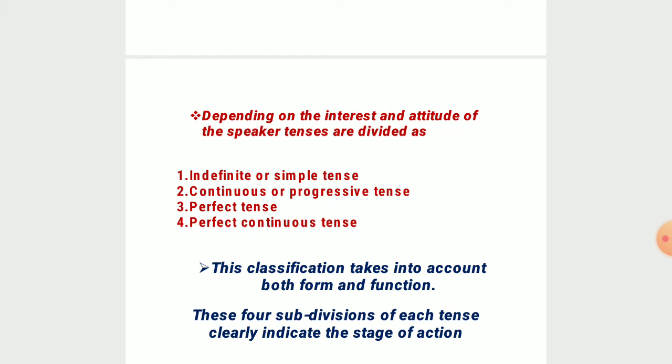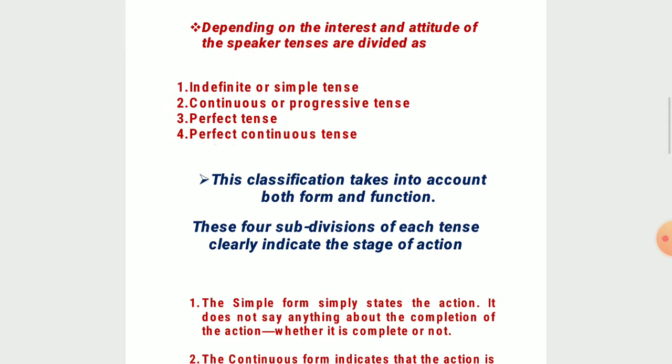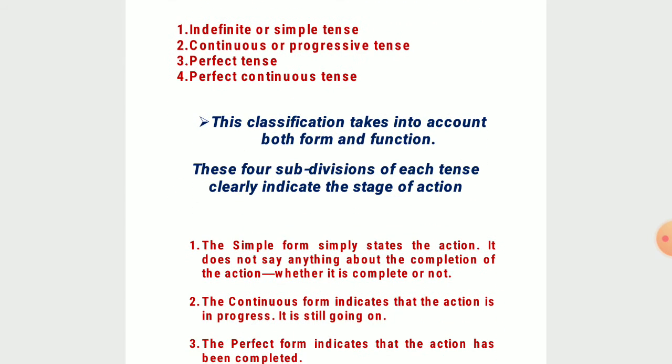So I repeat, what are the four divisions? Indefinite tense, or we can say simple tense, continuous, or another name is progressive tense, perfect tense, and the last one, perfect continuous tense. Now this classification takes into account both form and function. These four subdivisions of each tense clearly indicate the stage of action.